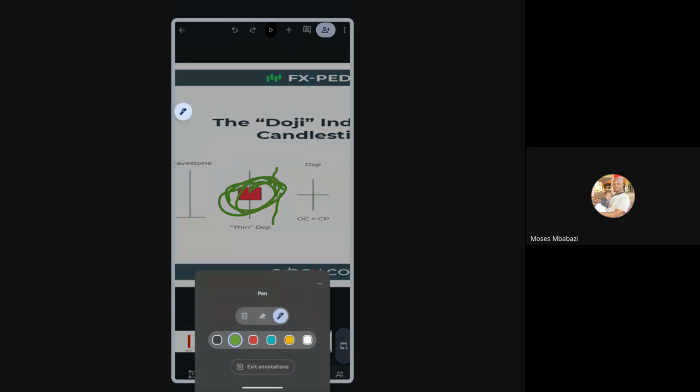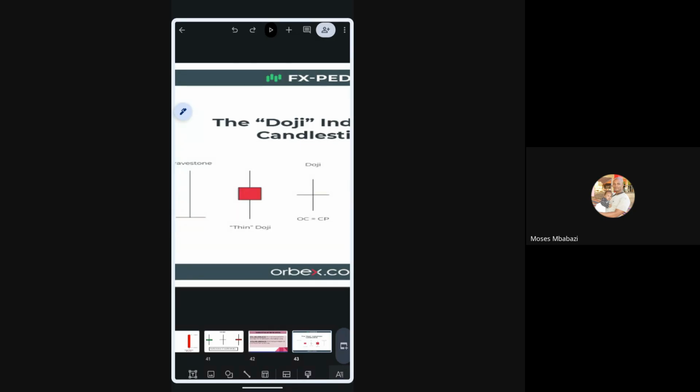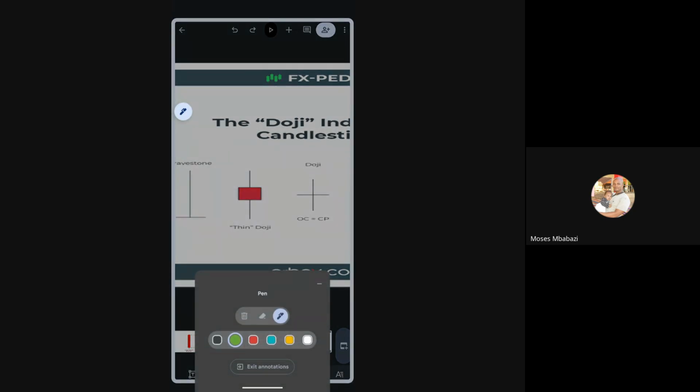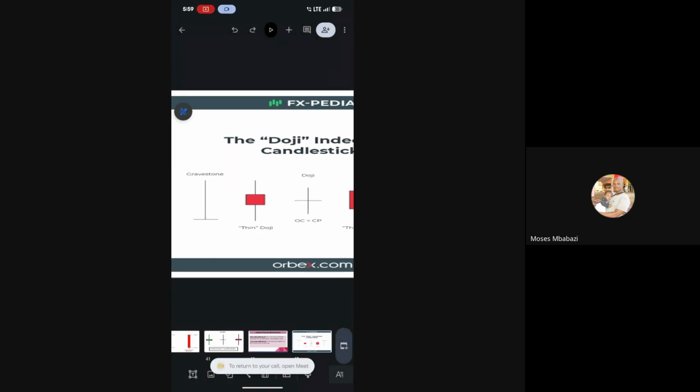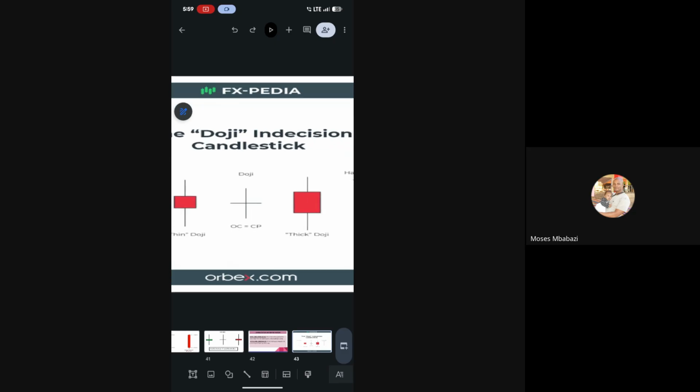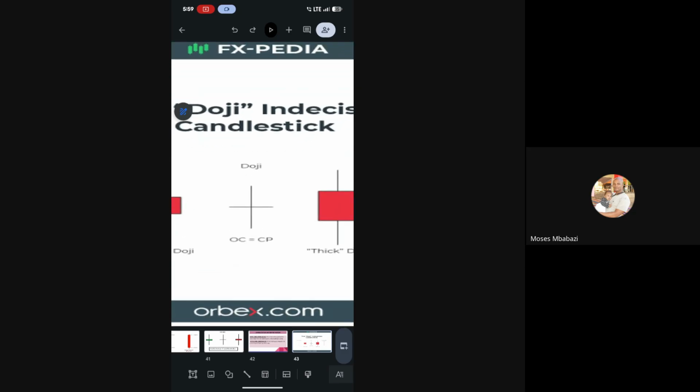Nobody's winning. There's no direction. That's what it means. Thank you. That's the Thin Doji. Thank you, Mr. Moses. It shows that you are following. Okay, that's the Thin Doji. And right now we've talked about the gravestone. We've talked about the Thin Doji. Now let's talk about the Doji itself.